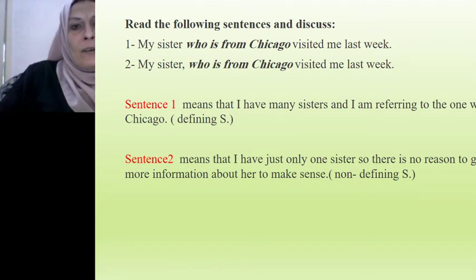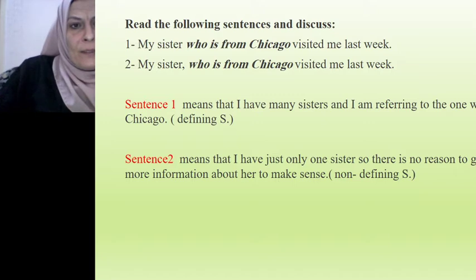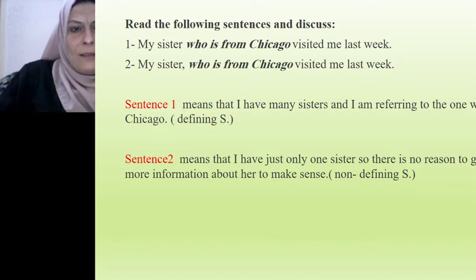Now we have two sentences, and both of them are defining different types of relative clauses. Sentence number 1, my sister who is from Chicago visited me last week. Sentence number 2, my sister, who is from Chicago, visited me last week. Look into these two sentences. Do you see any difference here? Actually, the only difference is using commas in sentence number 2.